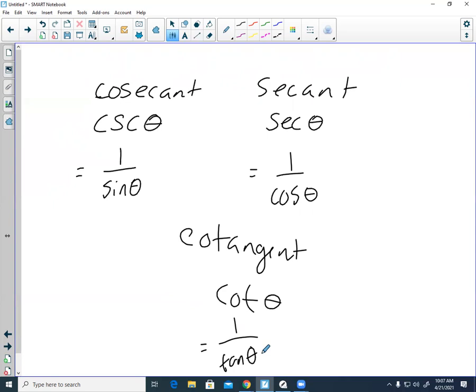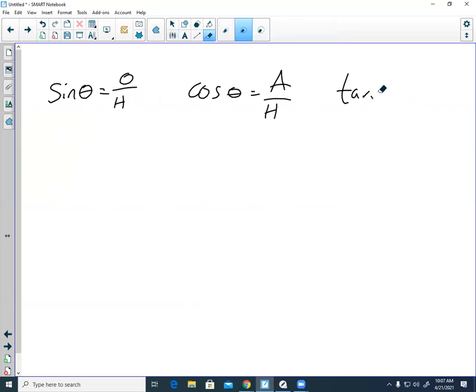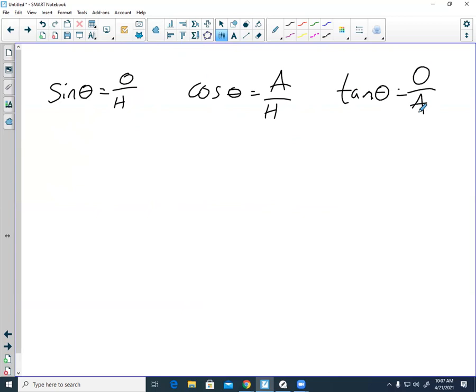because it's a very simple thing. Okay, so we start out, sine of theta, we said was equal to opposite over hypotenuse. Cosine of theta is equal to adjacent over hypotenuse. And tangent of theta is equal to opposite over adjacent.